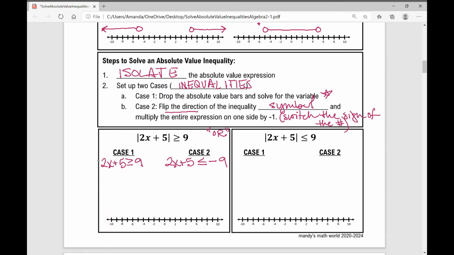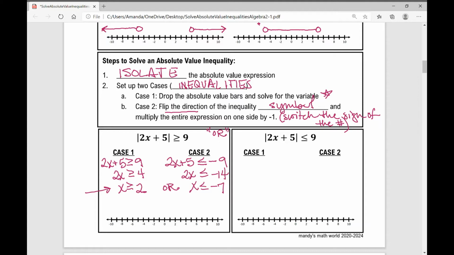So if I'm solving for the value of x in case 1, I'm going to subtract 5 from both sides, and I'm left with 2x is greater than or equal to 4. Then I'm going to divide both sides by 2, and I get x is greater than or equal to 2. So that's one part of my solution. In case 2, 2x plus 5 is less than or equal to -9. I'm going to subtract 5 from both sides, and I get 2x is less than or equal to -14. When I divide both sides by 2, I get x is less than or equal to -7. So you can absolutely write your answer just like this: x is greater than or equal to 2, or x is less than or equal to -7.